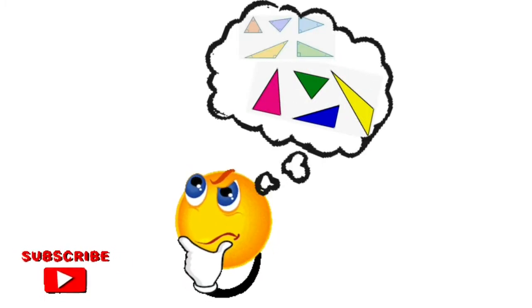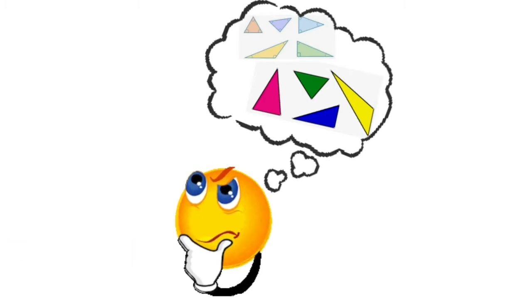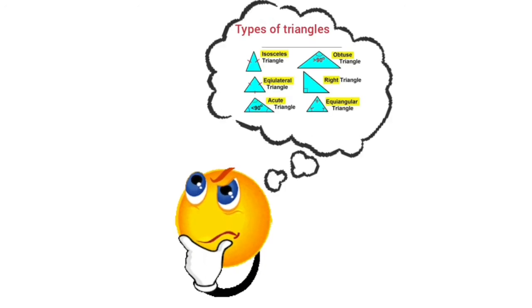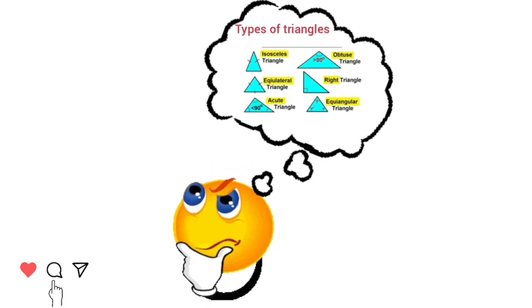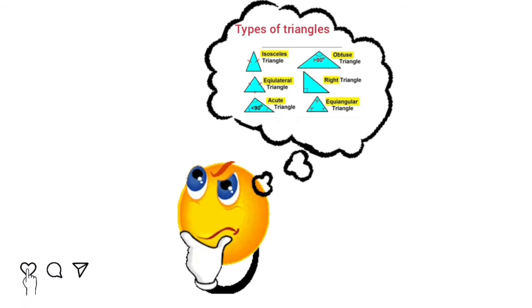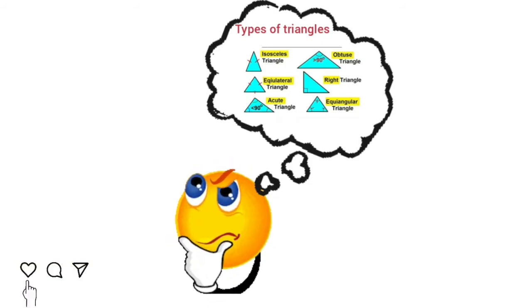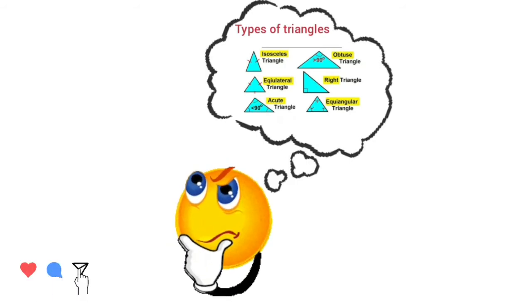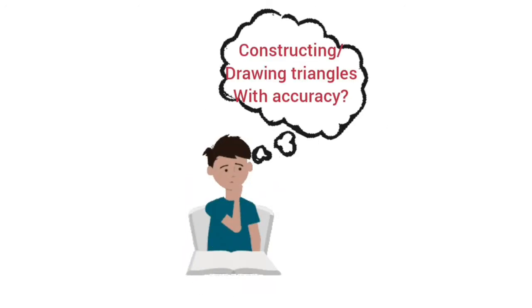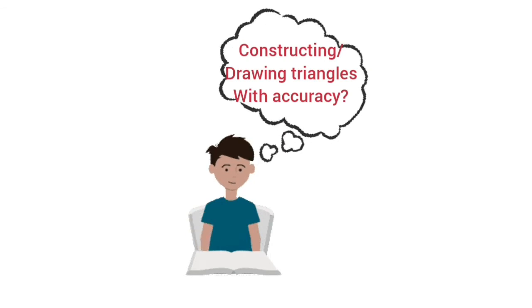Triangle has 3 sides, 3 angles, so accordingly we have so many types of triangles. We have a right angle triangle, acute angle triangle, obtuse angle triangle. Also we have scalene triangle, isosceles triangle and equilateral triangle. So there are varieties of triangles that exist. If we think of constructing triangles, that is definitely going to be something very complex. So we'll do one after another.